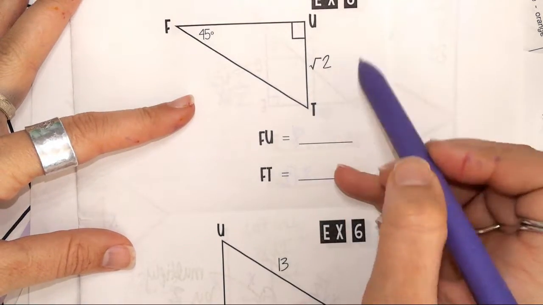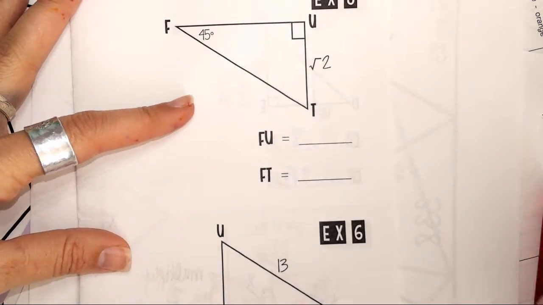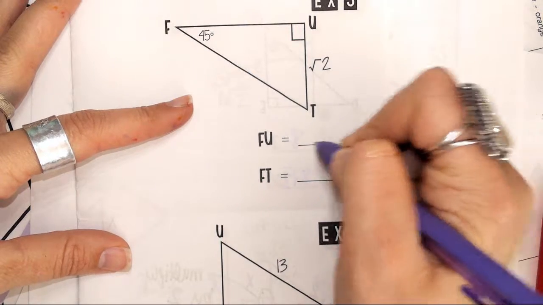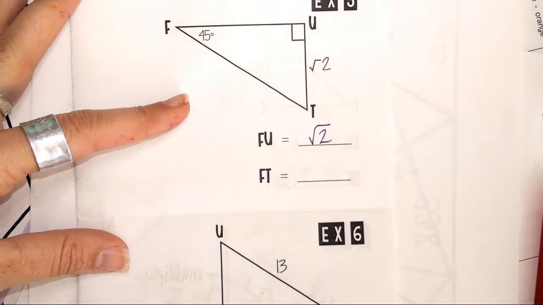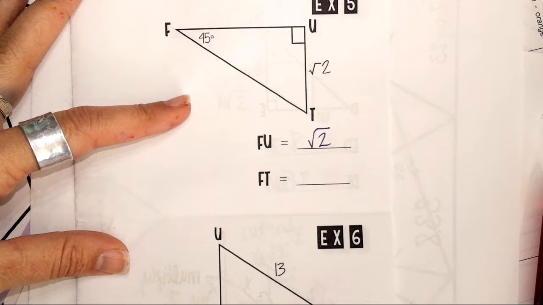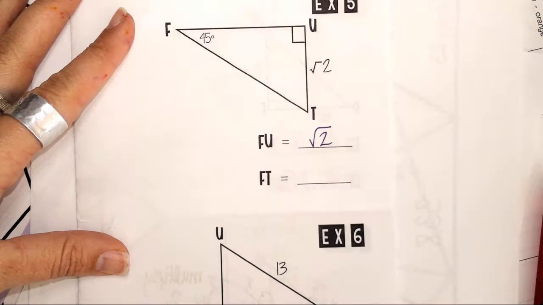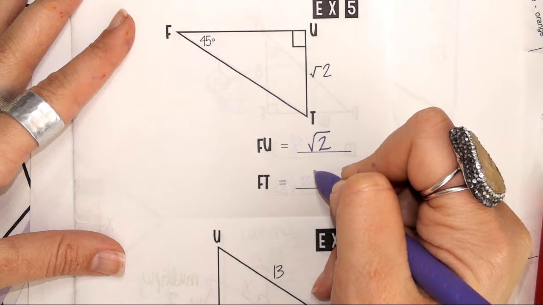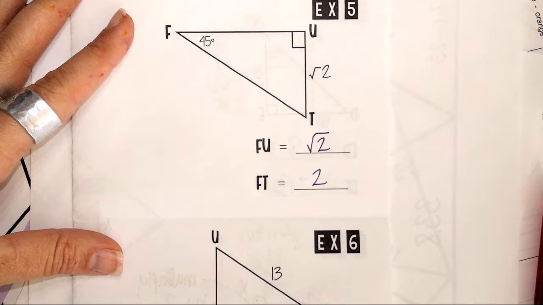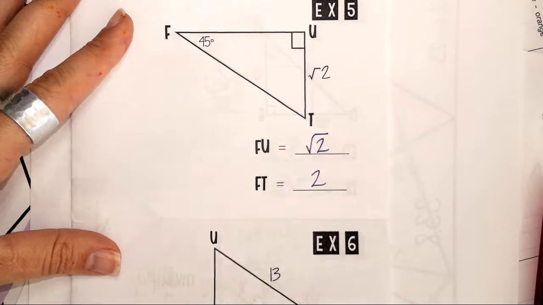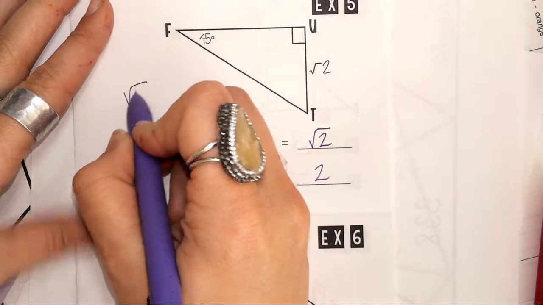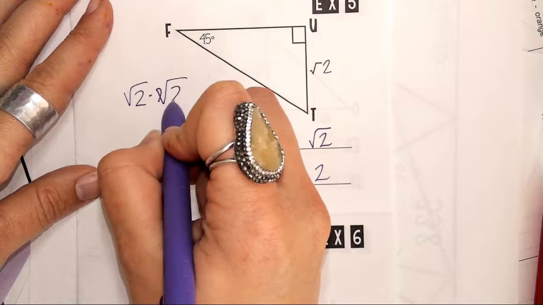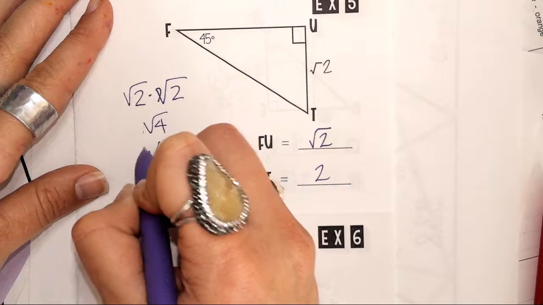All right, so if UT is root 2, what is FU? And then how would we find FT? It would be 2. Just drop the root, and what would it be? 2. That's what I meant. Sorry. Now, for those of us that don't see that pattern as easily, you could also do root 2 times root 2, which is root 4, which is 2.